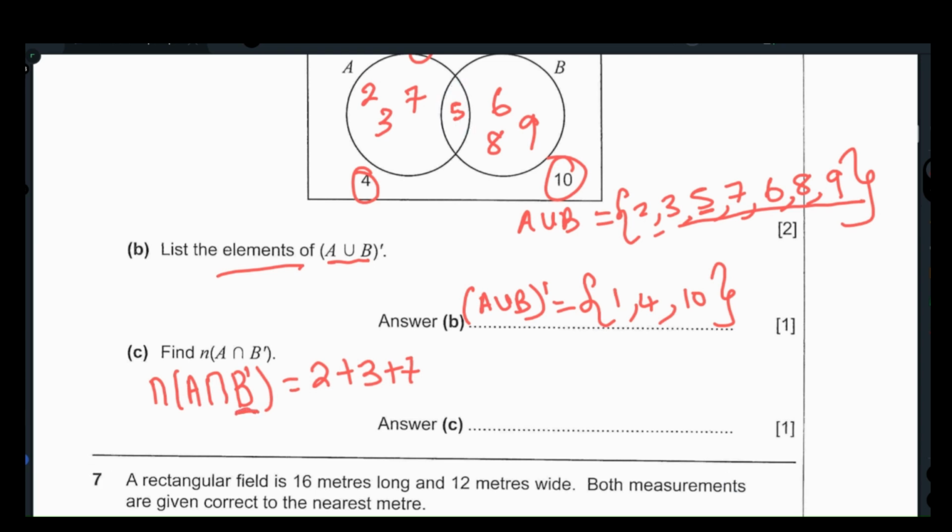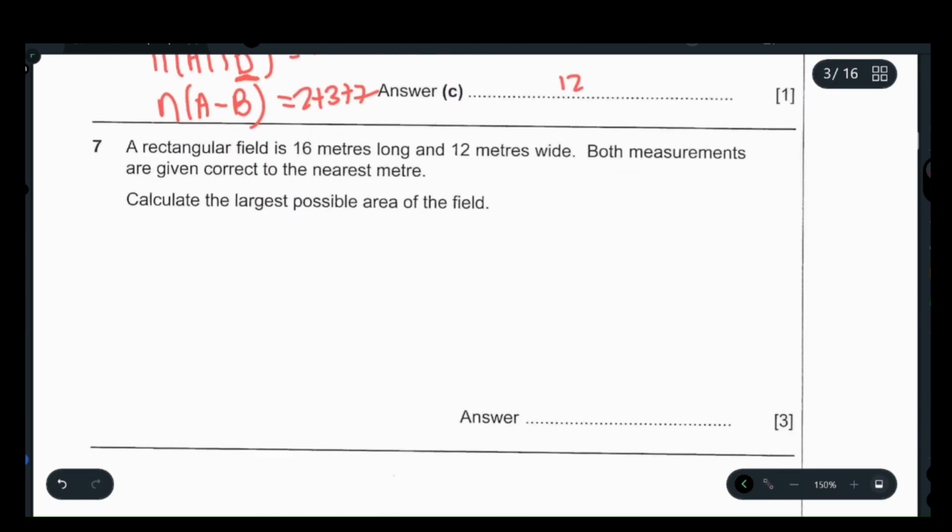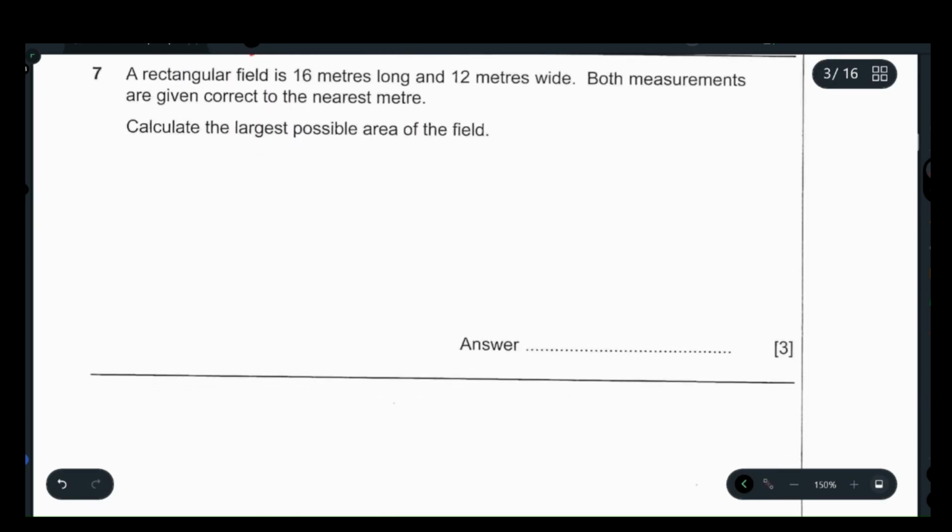So not B, we don't want B. You can also write this as A minus B. It's the same thing as 2 plus 3 plus 7, which is equal to 12. That's the answer. Alright. Question 7.